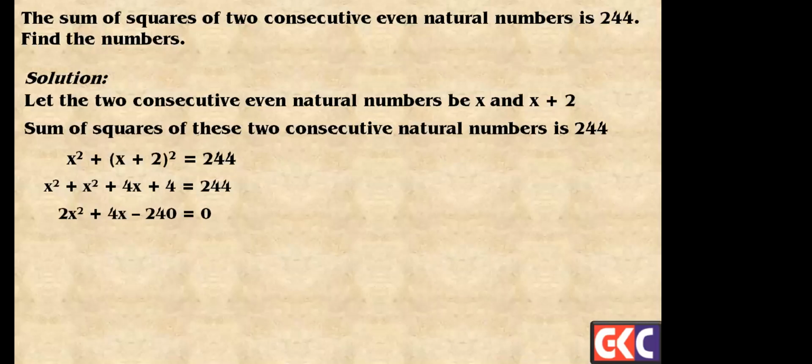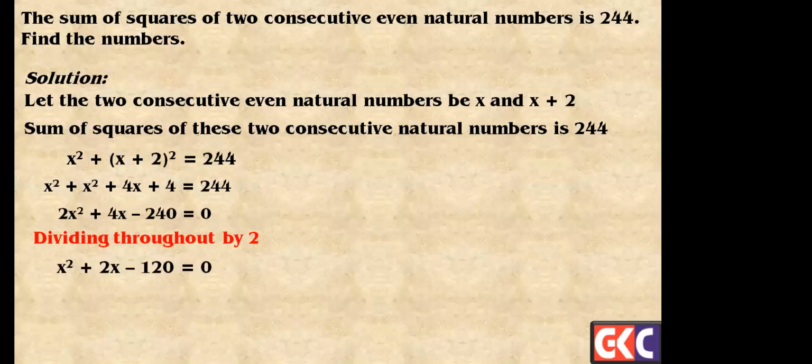Now if you see the numbers carefully, 2x square plus 4x minus 240, all are even numbers. So can I divide throughout by 2? Yes, we can, since all are even numbers. All numbers are divisible by 2, so we prefer dividing throughout by 2.